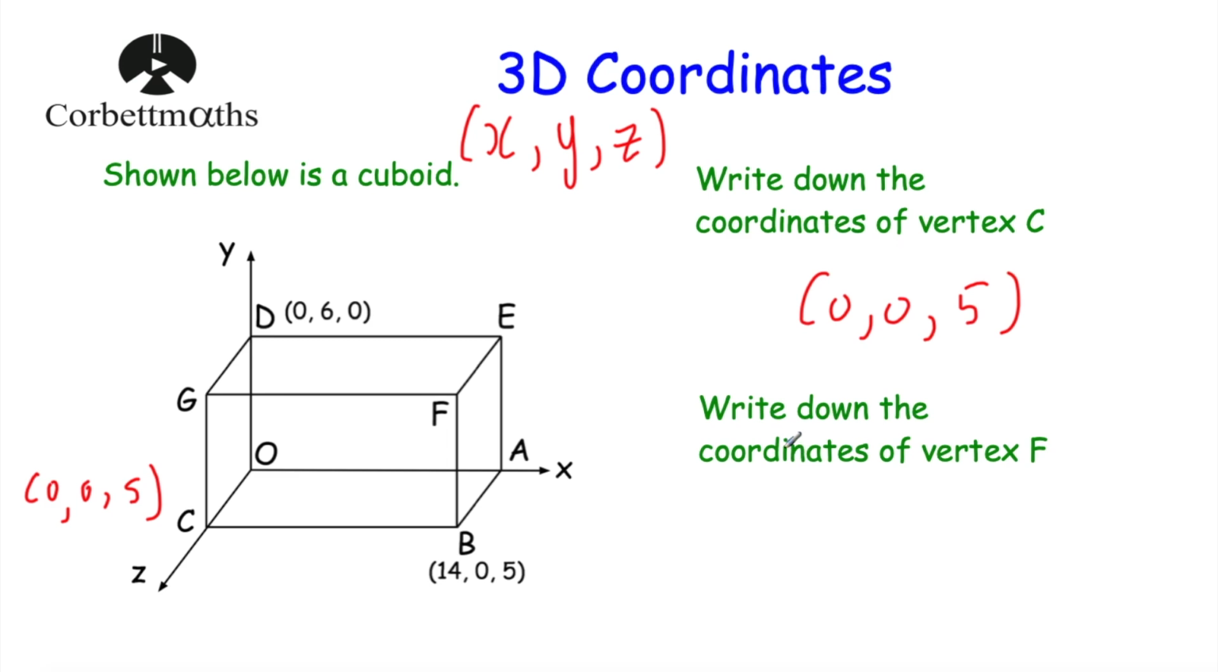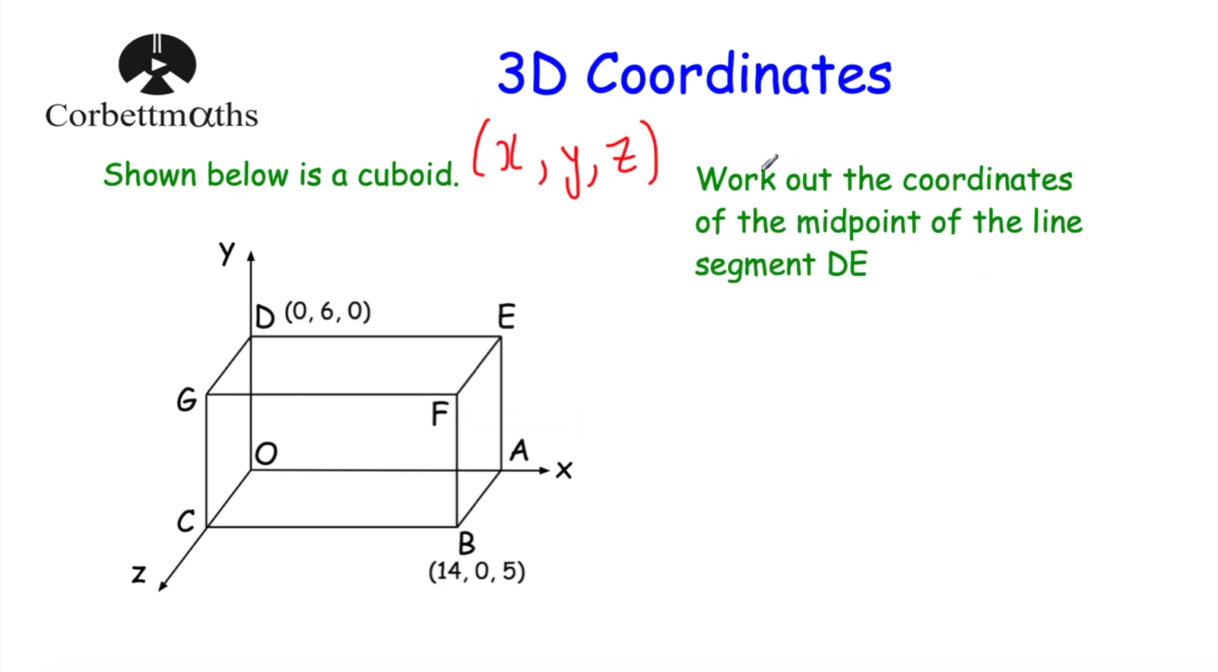Okay, next, write down the coordinates of vertex F, so the coordinates of this point here. Now this point here, well, we're going to be going 14 along in the x-axis direction. We're then going to be going 6 up in the y-axis direction, because it's in line with E, and then we're going to be coming out 5 in the z-axis direction. So the coordinates of vertex F will be 14, 6, 5, and that will be the point 14, 6, 5. And that's it, so we found the coordinates of vertices C and F.